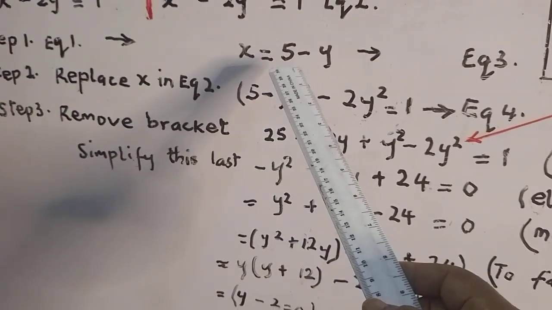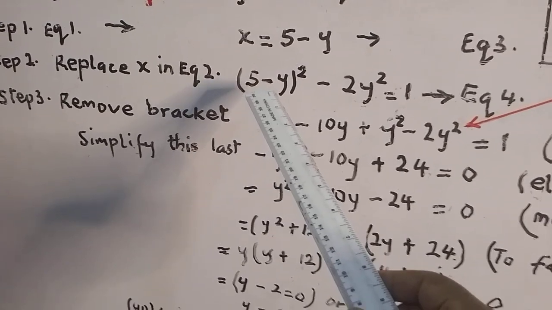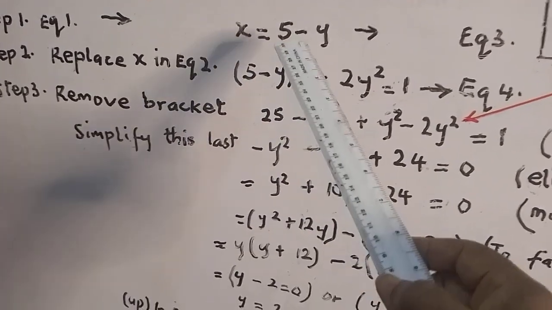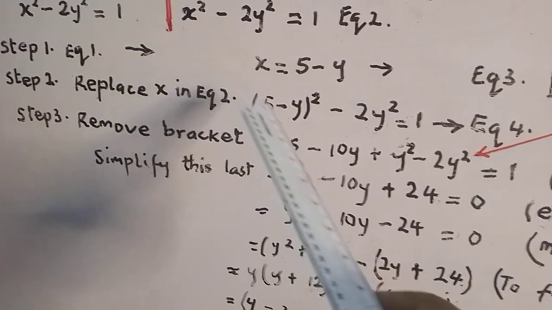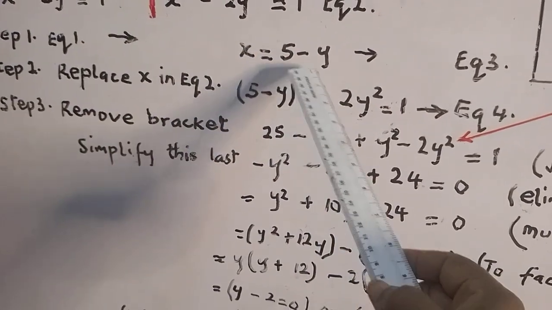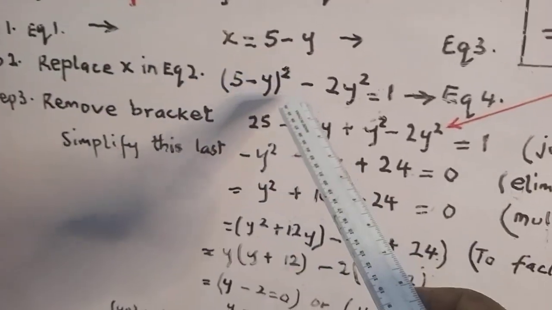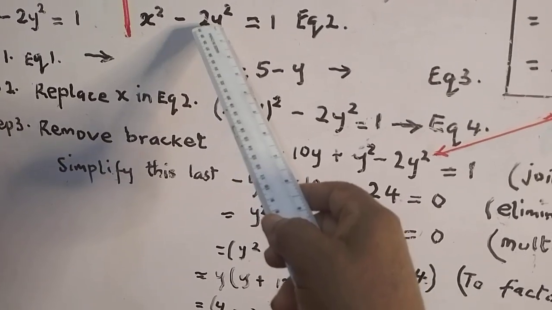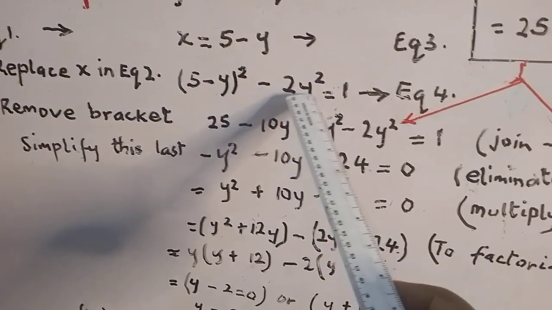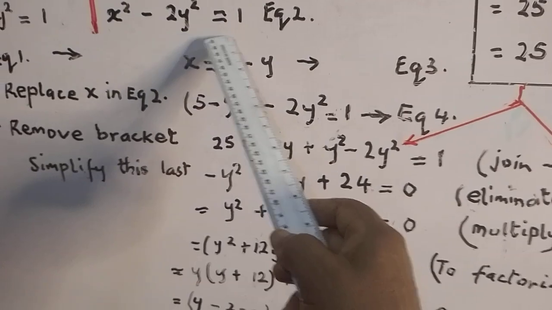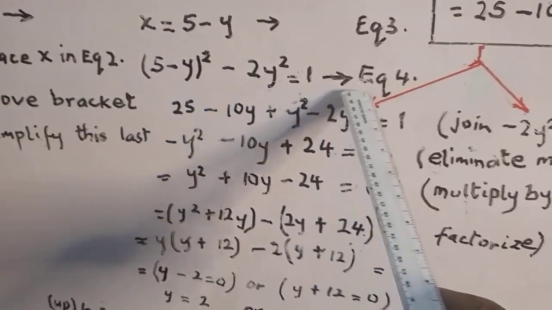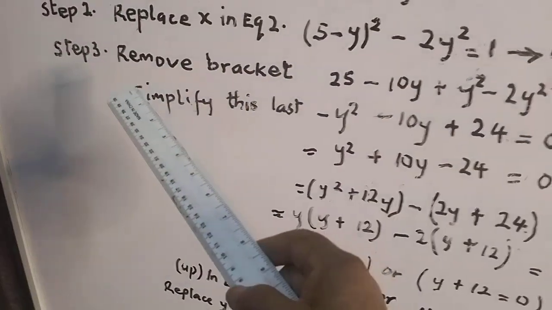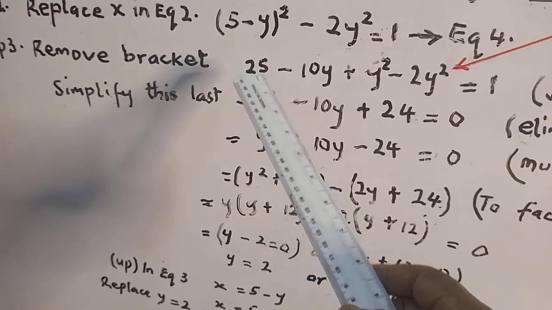You will have (5 minus y) squared, because here it is squared. This is x here, squared, to replace it. Then minus 2y squared equals 1. Okay, that is our equation 4 now. So we have to remove the bracket.